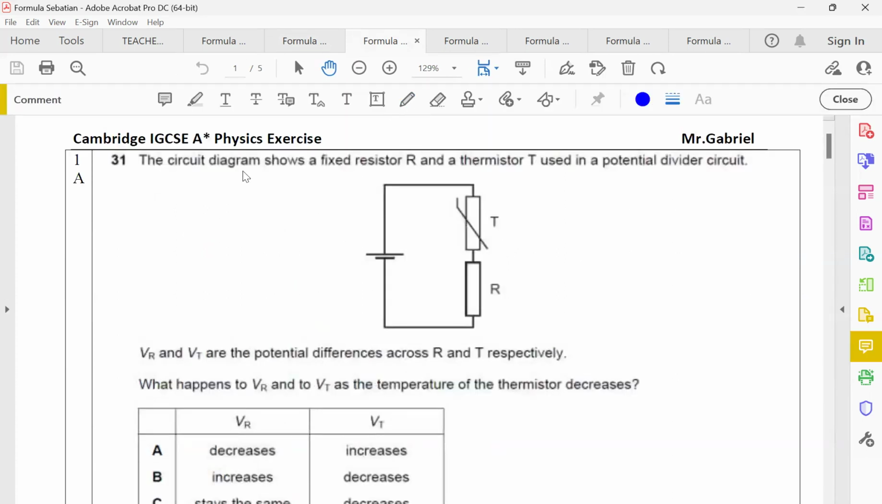Question 1, 6. The circuit diagram shows a fixed resistor and a thermistor used in a potential divider. VR and VT are the voltages across the resistors R and T respectively. What happens to VR and VT as temperature increases? So right now, the temperature increases here, right? When resistance decreases, the voltage will decrease. So the voltage decreasing means there's more voltage distributed to this, right? And thus your voltage is going to increase, right?